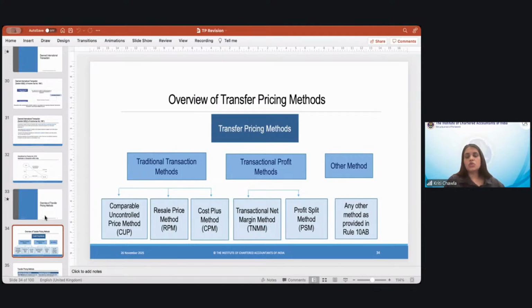Now, when it comes to the methods, there are 3 traditional transaction methods, which are the comparable uncontrolled price method, the resale price method, and the cost plus method. These are the traditional methods out there. And then there are transactional profit methods, which are TNMM, the transactional net margin method, and the profit split method. Now, these are the 5 methods provided in the OECD. But in India, we also have a 6th method, which is called the other method.